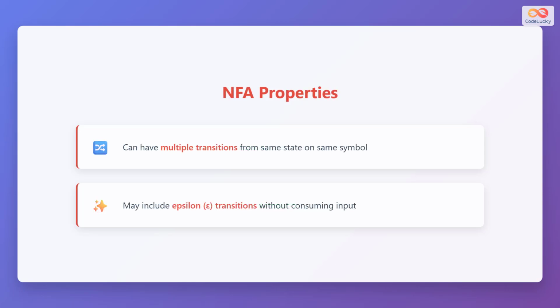Now, let's turn our attention to the properties of non-deterministic finite automata. Unlike DFAs, NFAs can have multiple transitions from the same state on the same input symbol. This means that when the automaton is in a particular state and reads a certain input symbol, it can follow multiple paths simultaneously. In addition to having multiple transitions, NFAs can also include epsilon transitions. Epsilon transitions are special transitions that allow the automaton to move from one state to another without consuming any input symbol. This adds another layer of flexibility to the behavior of NFAs.